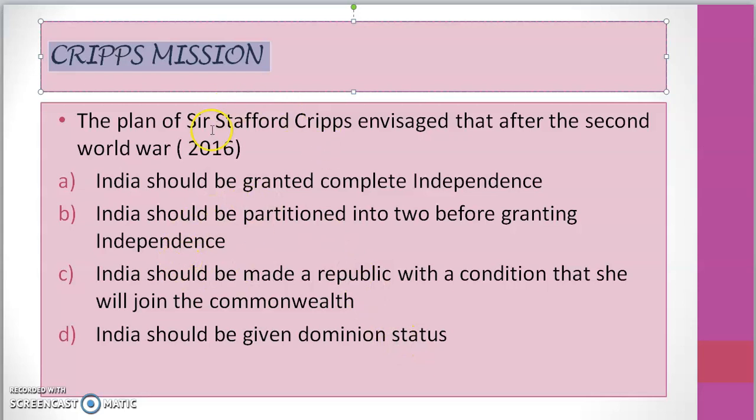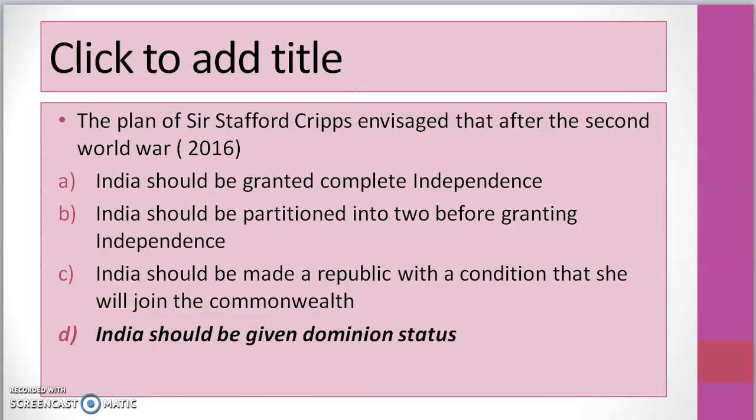Now, if you look at this question carefully, you would realize that this question revolves around the basic features, the important characteristics or the salient features of the Cripps Mission. So if you have read your textbook properly, you can easily identify that in this question, the correct answer is D, that is India should be given dominion status. Okay? Yes, so here the answer is D.